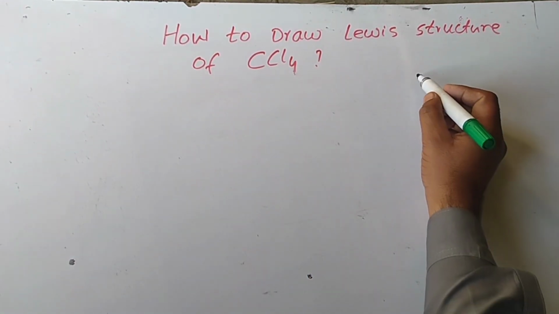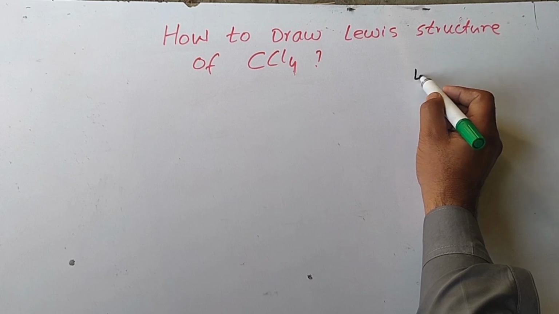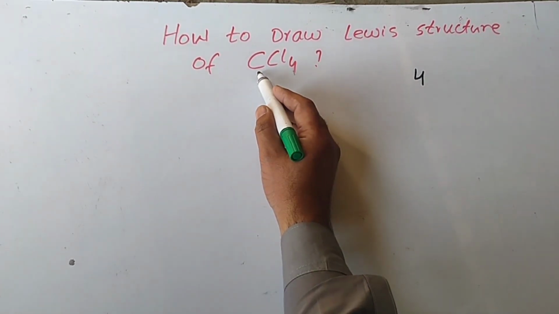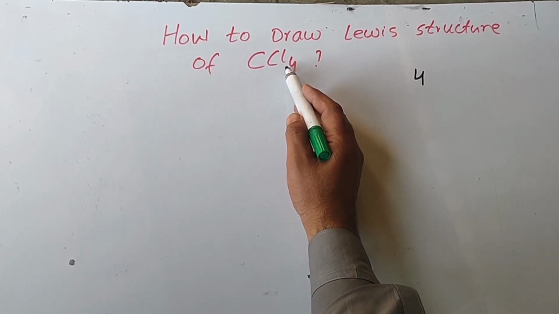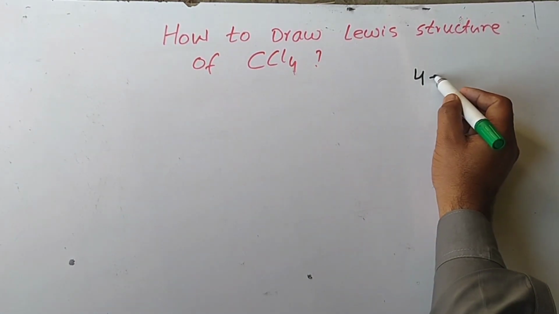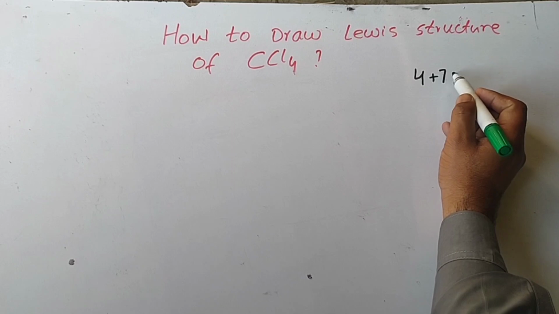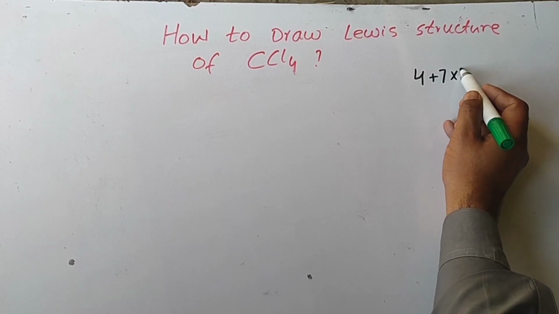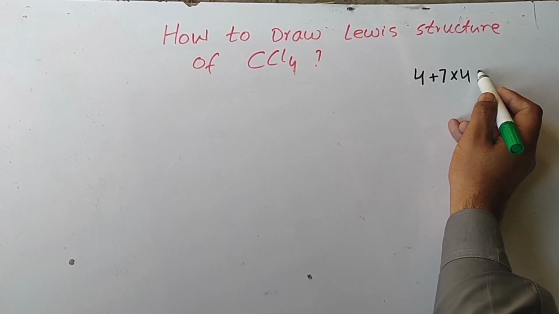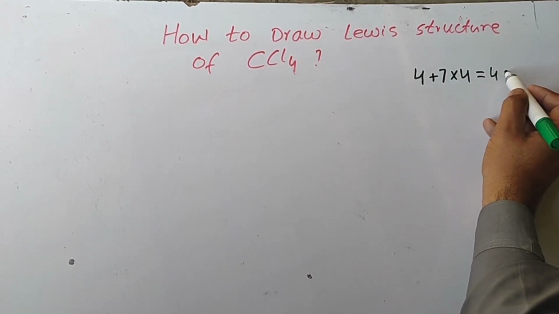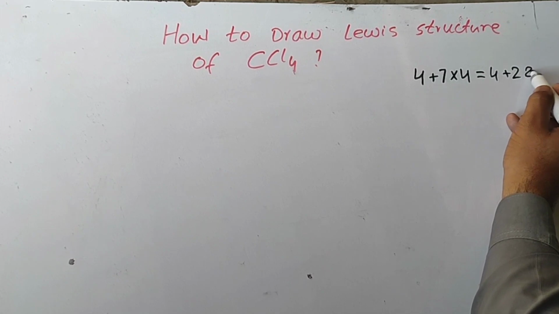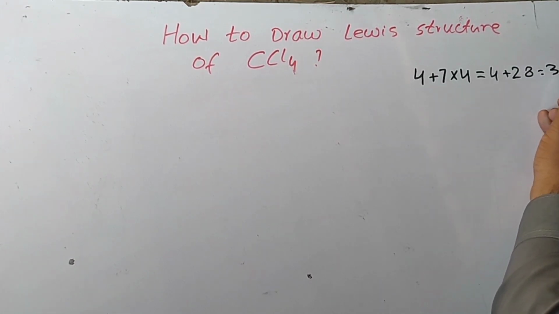Carbon is in the 4th group, so there are 4 electrons in the valence shell of carbon. Chlorine belongs to 7th group. There are 7 electrons in the valence shell of chlorine. There are 4 chlorine atoms. So हम इसको 4 के साथ मल्टीप्लाई करते हैं. So there are total 4 plus 28. There are 32 valence electrons.